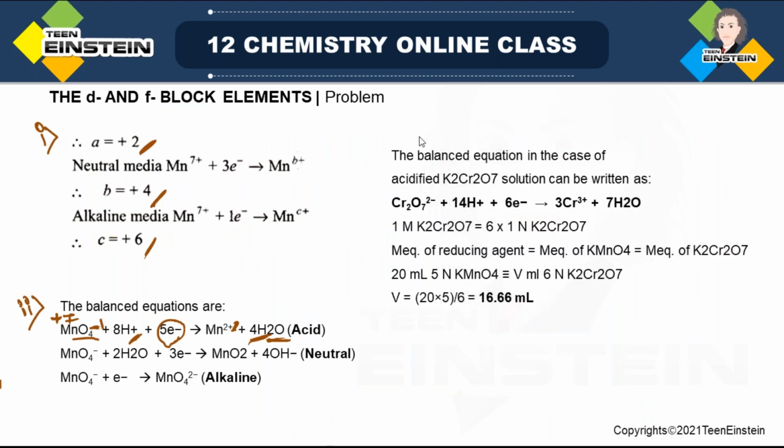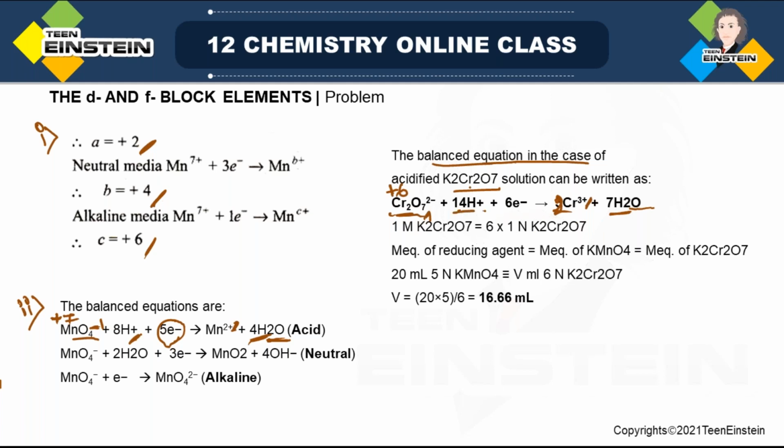Now for the third part, first we will write the balanced equation for K2Cr2O7 oxidation in acidic medium. We know that in acidic medium Cr2O7 2 minus, which has +6 oxidation state, will be reduced to +3 oxidation state. There are a total of 2 chromium atoms, so we have to multiply by 2. Next, there are 7 oxygen atoms in the anion, so we add 7 water molecules. Now when you have added 7 water molecules, there are 14 H, so we add 14 H on the left hand side.